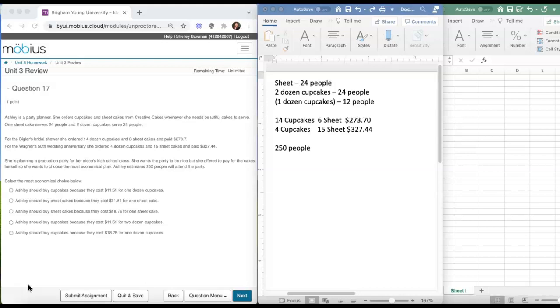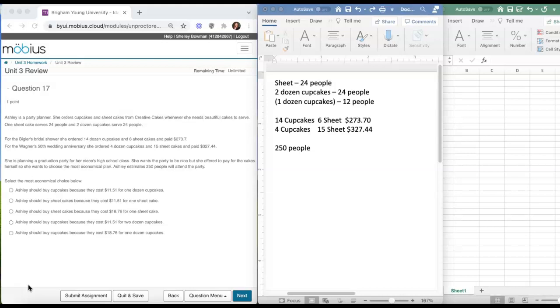For the Bigler's bridal shower, she ordered 14 dozen cupcakes and 6 sheet cakes and paid $273.70. For the Wagner's 50th anniversary, she ordered 4 dozen cupcakes and 15 sheet cakes and paid $327.44. She is planning a graduation party for her niece's high school class. She wants the party to be nice, but she offered to pay for the cakes herself, so she wants to choose the most economical plan. Ashley estimates 250 people will attend the party.